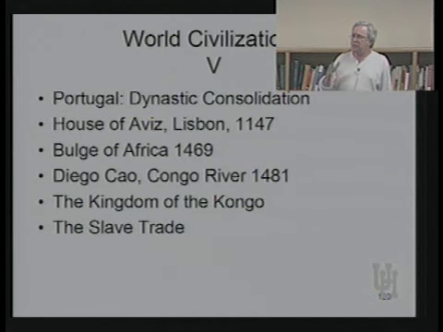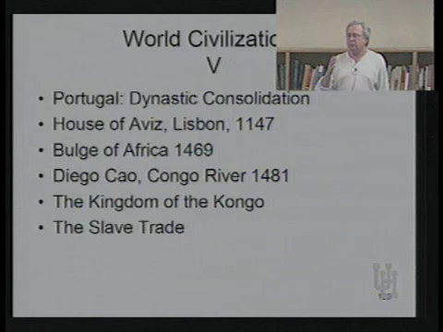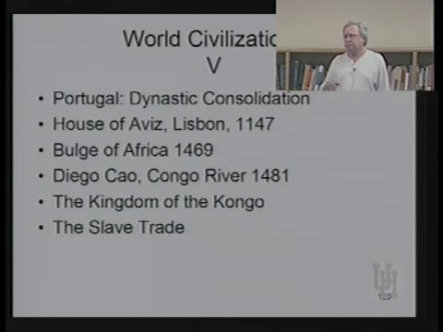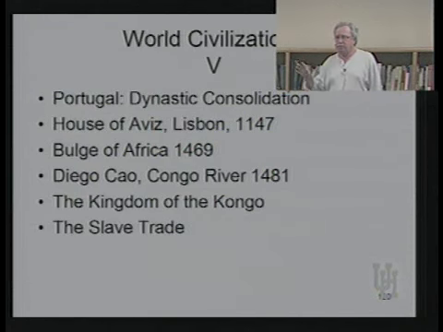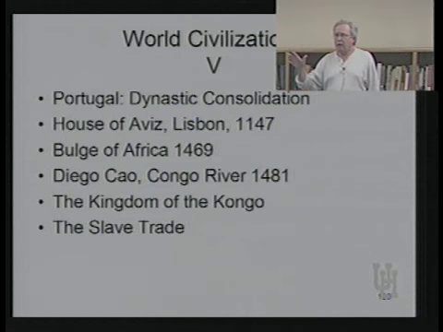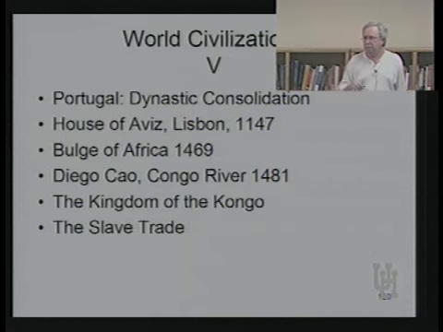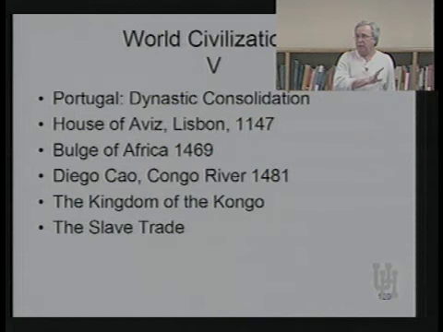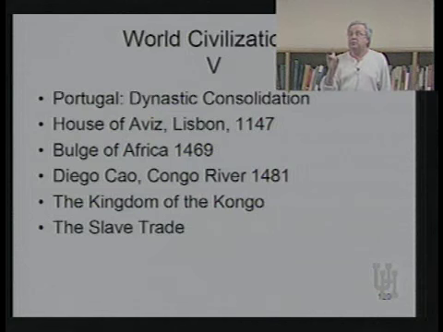And what they did in a series of movements, this sort of breaks it down for you in terms of chronology and specifics. They reached the bulge of Africa by 1469, meaning the great hump of Africa. They reached the Congo River, which is south-central Africa. The explorer Diego Cao gets there by 1481, and there establishes close ties with what was a major trading empire in Africa, the Kingdom of the Congo, for a specific purpose.